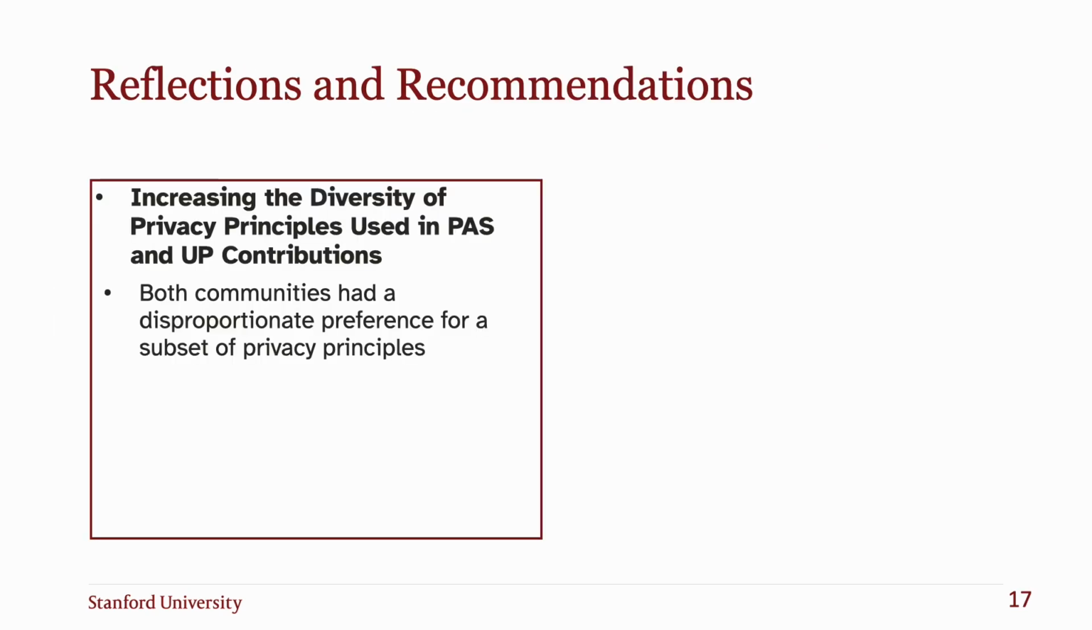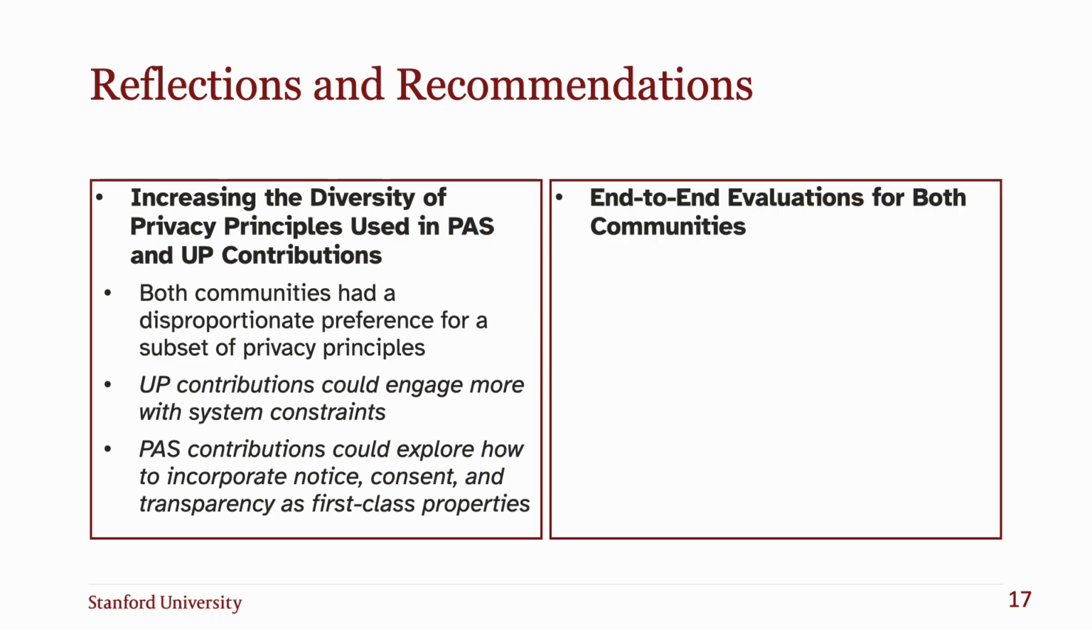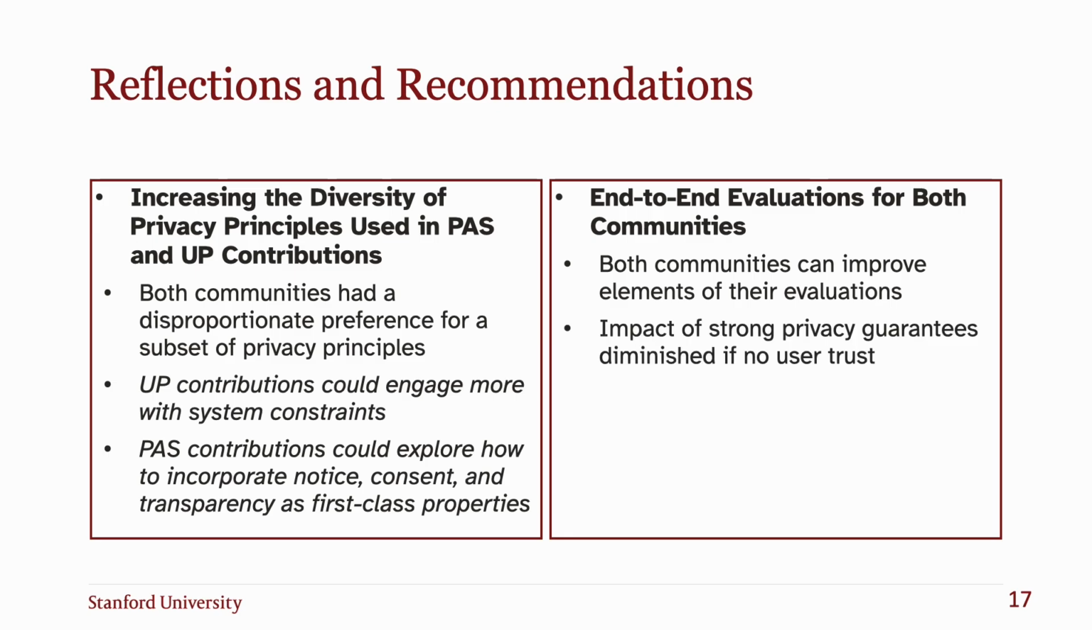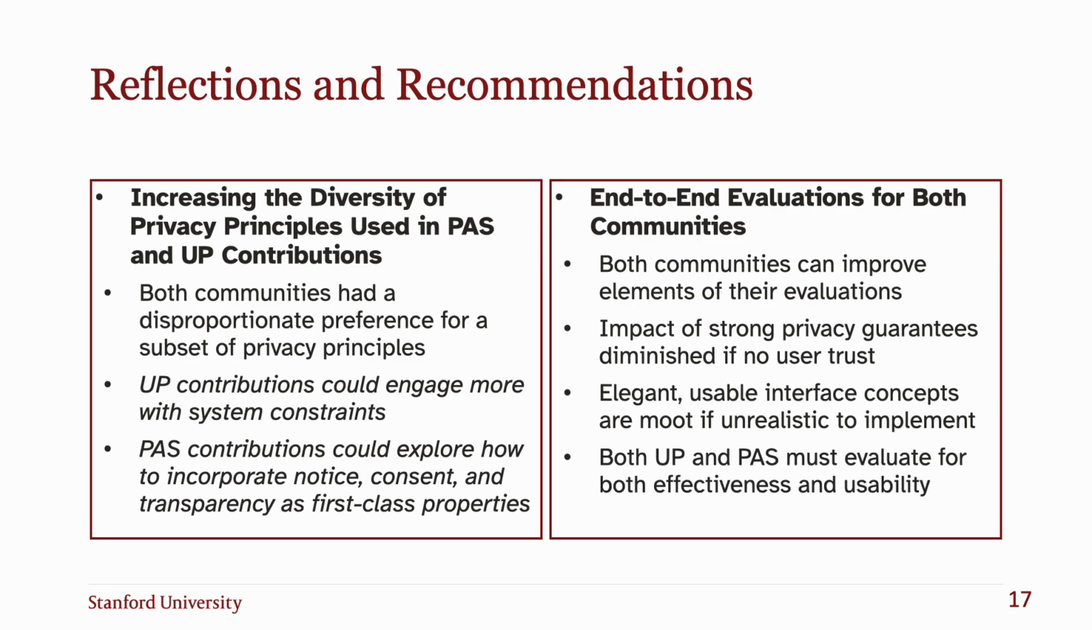First recommendation is to increase the diversity of privacy principles that researchers draw upon. Usable privacy works can engage more directly with systems constraints and embed privacy deeper into hardware and sensing architectures. Privacy-aware sensing work, in turn, could explore how to incorporate notice, consent, and transparency as first-class system properties. Second, we recommend evaluating privacy mitigations end-to-end. This means going beyond a single dimension of success. Strong privacy guarantees don't mean much if users don't trust the system, or if the system can't be built. Likewise, elegant interface concepts won't matter if they assume unrealistic capabilities or ignore security threats. We need work that addresses feasibility, usability, and effectiveness together.